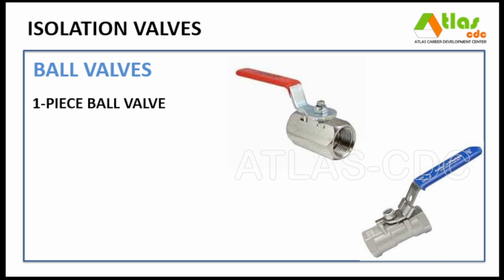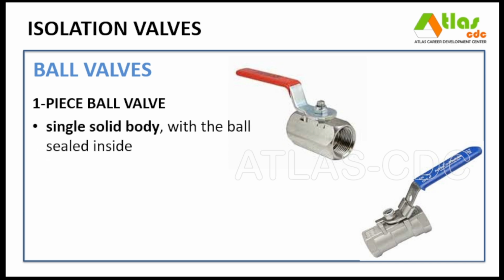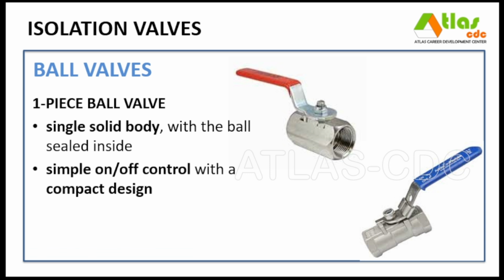A one-piece ball valve is made from a single solid body with the ball sealed inside. The ball rotates 90 degrees to open or close flow. The one-piece ball valve provides simple on or off control with a compact design. It is the cheapest type of ball valve and is compact and lightweight.